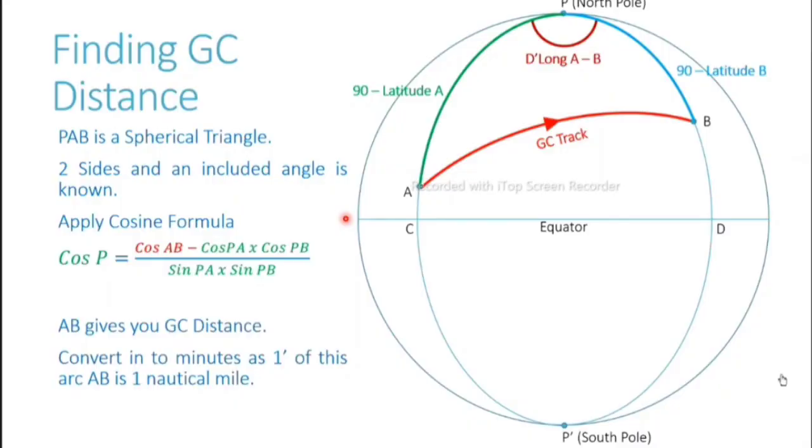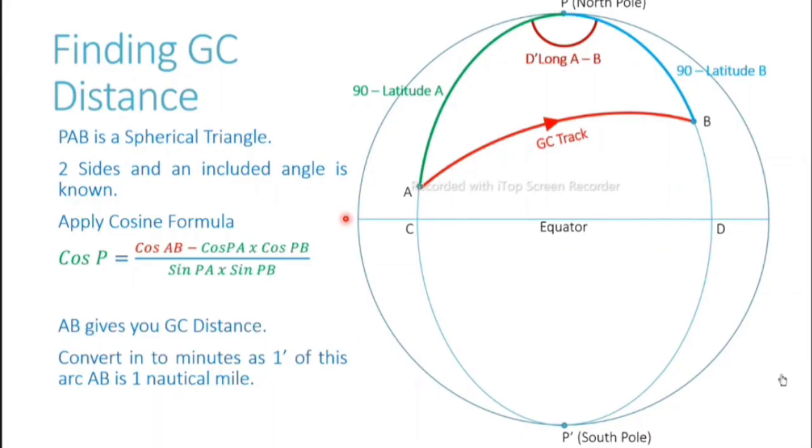So very easy to do that. Whatever number of degrees is there in the answer, multiply it by 60. It gives you the number of minutes. Add the number of minutes along with the degrees and you get the side AB in minutes. This side AB converted into minutes gives you the great circle distance between A and B in nautical miles.